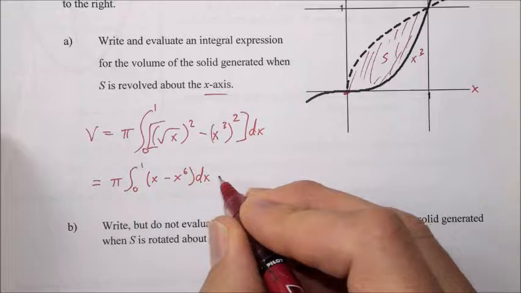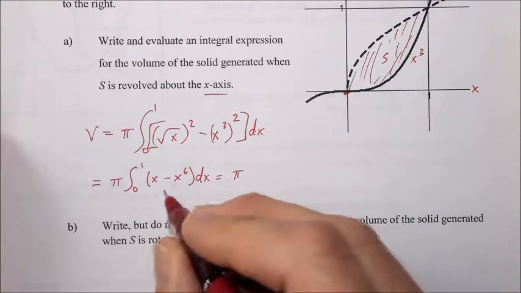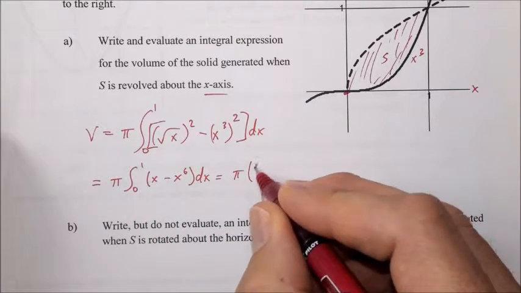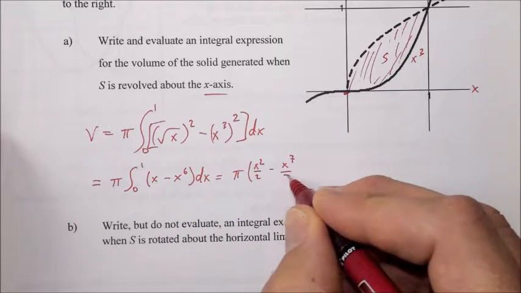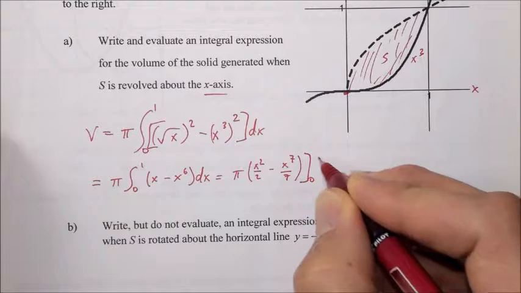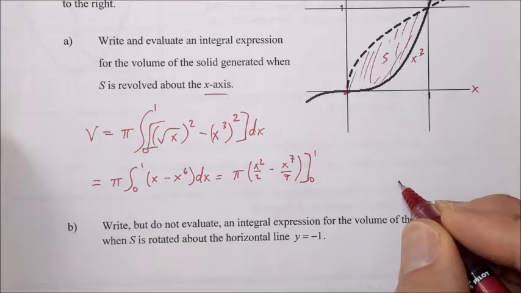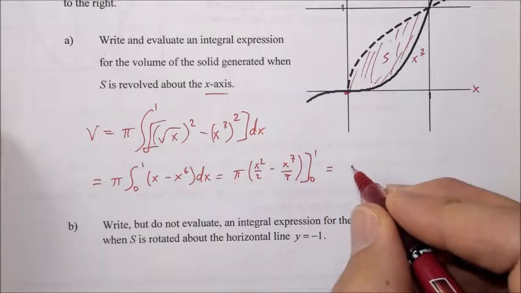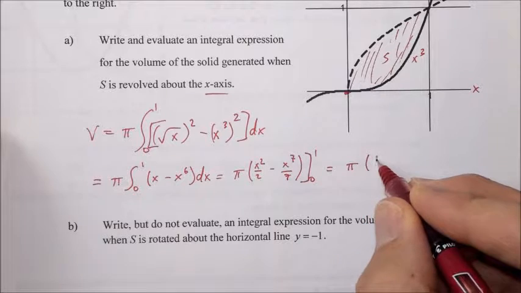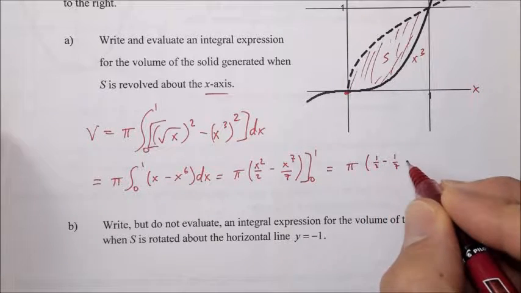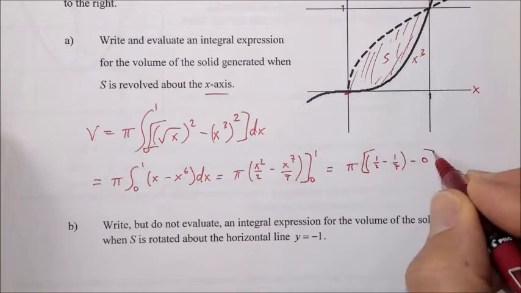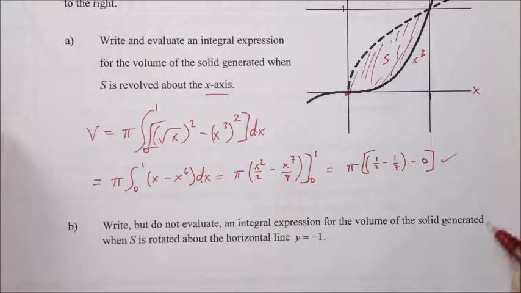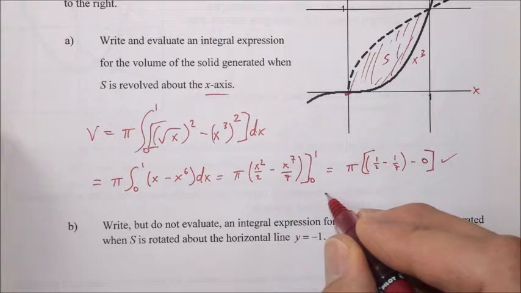All right, so antiderive. With pi hanging out front, x turns into x squared over 2. x to the sixth turns into x to the 7th over 7. And that's being evaluated from 0 to 1, which should go pretty quickly. When we plug in 1, we have 1/2 minus 1/7. When we plug in 0, we get 0, all right, 0 over 2 minus 0 over 7. So there's our answer right there, which we can simplify.